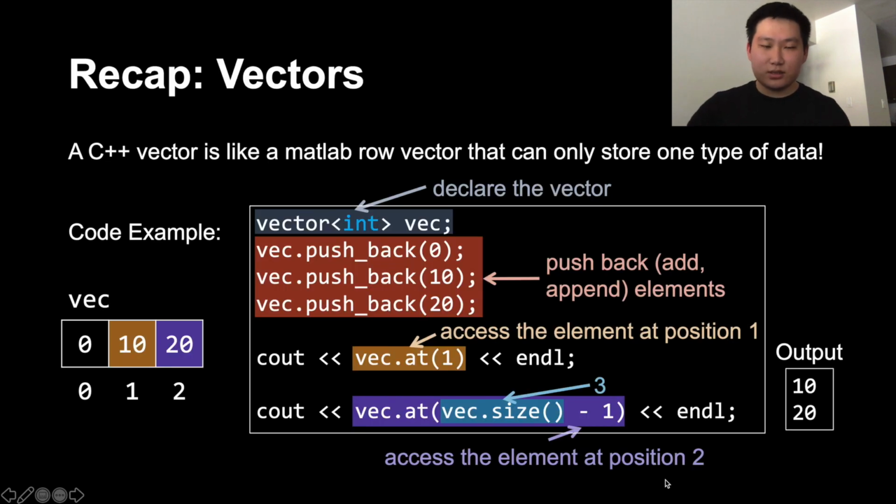But first, let's very briefly recap what are vectors. A C++ vector is just like a row vector in MATLAB, and they can only store one type of data. So in the code example shown on the screen, we first declared a vector, and then we added elements into this vector using the push_back function, and then we used the .at function to access the elements inside of this vector. If this is unfamiliar to you, please go back to Lab 10 and review the topics we covered last week.